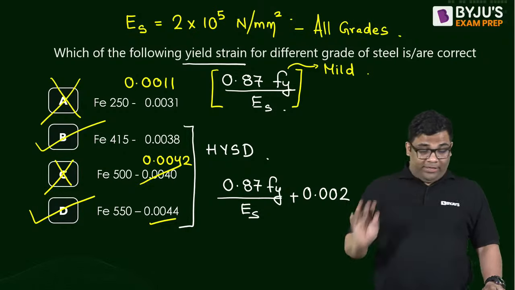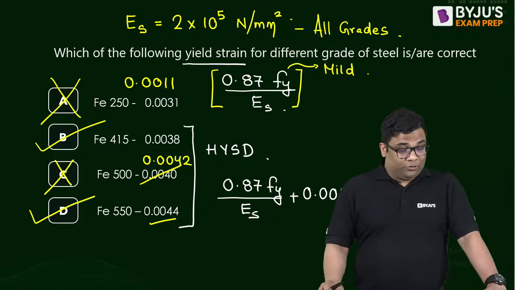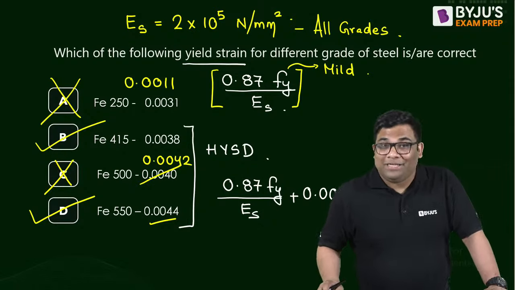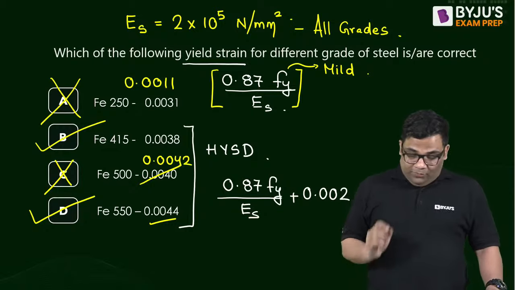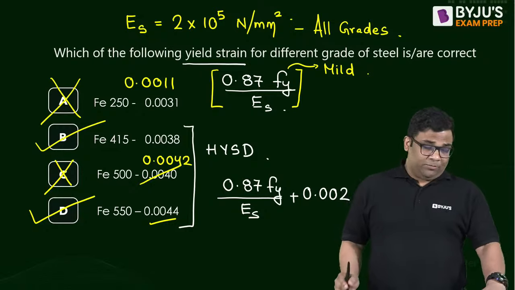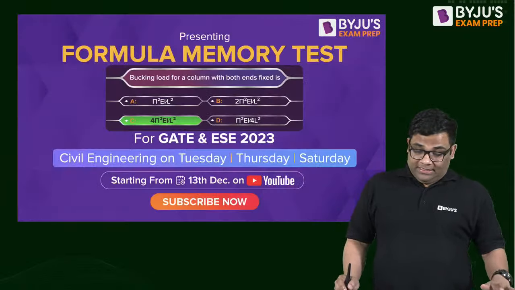Understood this question? Important question, right? They can ask one more question also. Yes. Understood? So here, your B and D are correct. Other options are wrong.